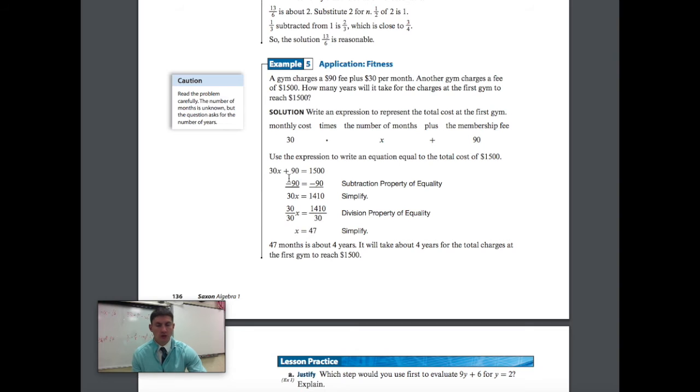Here's our two-step equation. Do the reverse order of operations. So it says plus 90, subtract 90. Subtract 90 from 1,500 because you do that to both sides. You get 1,410 equals 30x. You're going to divide by 30 to get rid of 30, so x is by itself. 30 divided by 30 is going to cancel as 1. 1,410 divided by 30 equals 47, so it takes 47 months, which is about 4 years, to get a total charge of $1,500 for your gym membership.